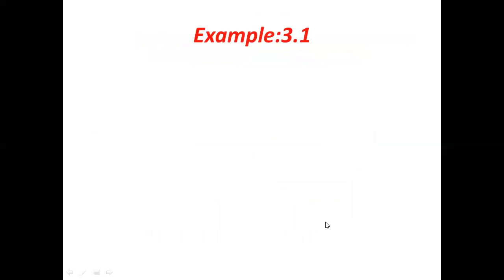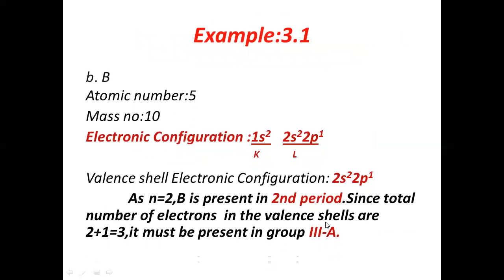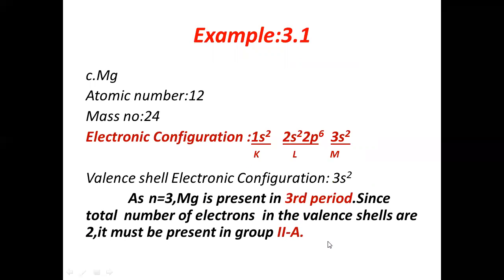Part B is boron. Although I already explained, atomic number 5, then 2s2, 2p1 is the valence shell electronic configuration. The n value is 2, so boron is present in the second period. The total number of electrons is 2 plus 1 equal to 3, and I told you the number of valence electrons decides the group number, so the group number is 3A. The second part is magnesium, which we already discussed.